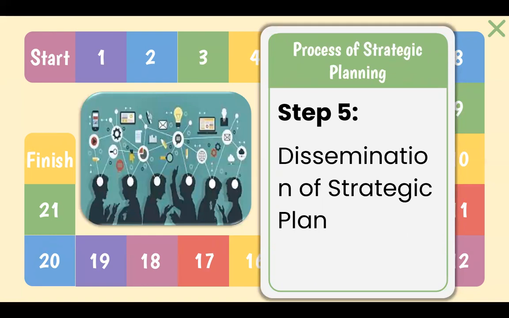Step 5, dissemination of strategic plans. Strategic plans are formulated by the top administration. These directions will now be passed on to the lower hierarchy of the organization until these plans reach the rank and file workers.